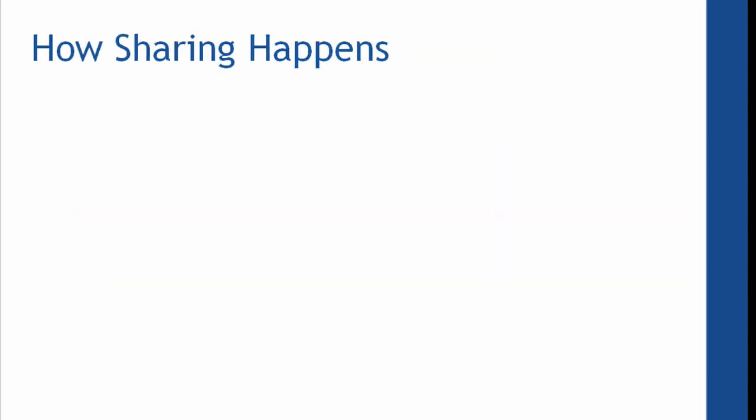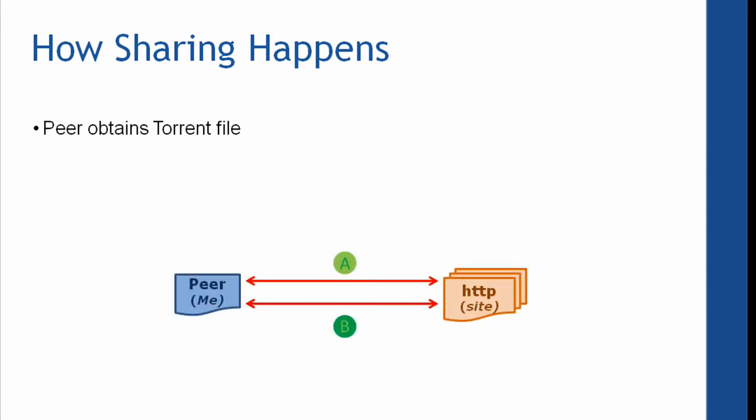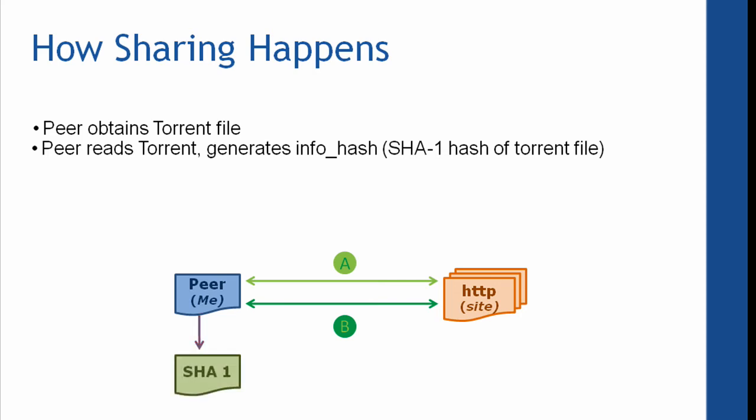So let me explain how sharing happens. Firstly, a peer obtains a torrent file. So I would go on my PC, I will log on to, let's say, piratebay.org. I'll do a search for a particular video, and I will download the torrent file. So that's the second green line there at the bottom, labeled B. That's the torrent file being downloaded. Once I get the torrent file, my peer-to-peer application will read that, and it generates an info hash. So it's the SHA-1 hash of the torrent file.